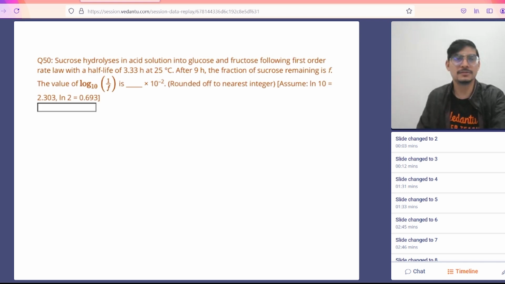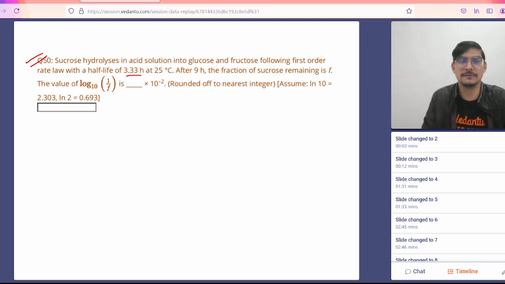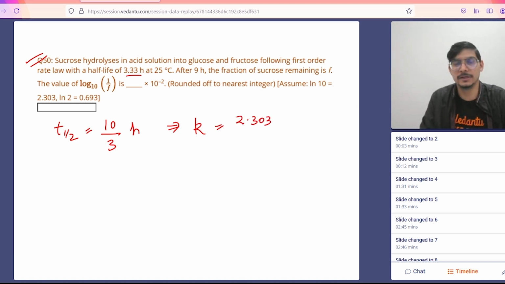Moving to the last question of this paper, sucrose hydrolyzes in an acid solution into glucose and fructose following first order rate law with a half-life of 3.33 hours. So half-life is 3.33. Let me write it as 10 by 3 hours. And we know that if half-life is 10 by 3 hours, then rate constant is ln2 by half-life. ln2 can be written as 2.303 multiplied by log2, which is 0.301, divided by the half-life, which is 10 divided by 3. Let's take it in the numerator.